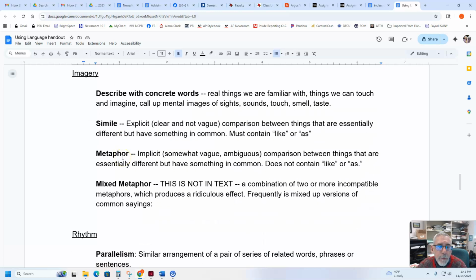Imagery is critically important in all kinds of writing. We want to describe with concrete words, real things that we can touch, and so forth. I have a piece of example I want to read you for that. This is from your textbook on page 220, I believe, depending on what edition you have, under imagery, under concrete words.